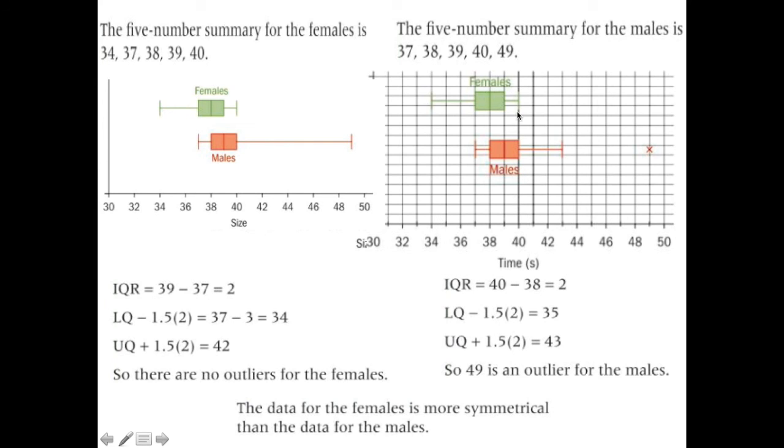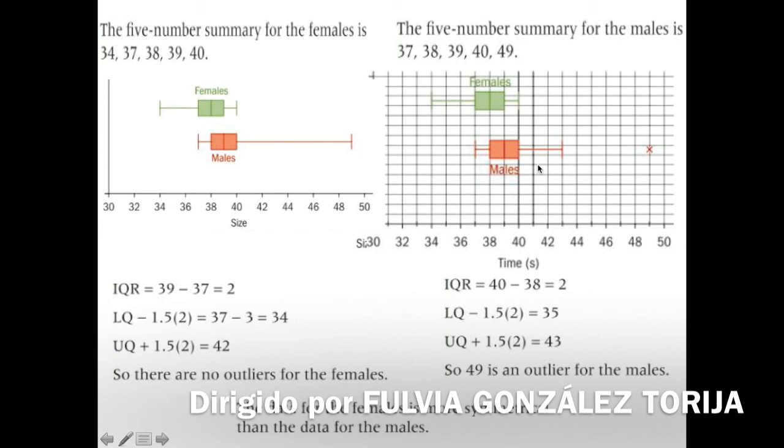And finally, guys, just by looking at the graphs, you can identify that the data for the females is more symmetrical than the data for the males. How do I know that, guys? Because most of my data is concentrated here. In this case, since there's an outlier, most of my data is shifted kind of to the left. So that means that it's slightly positively skewed. Okay, so females are the ones that are more symmetrical.